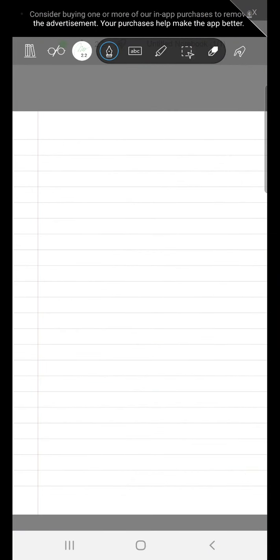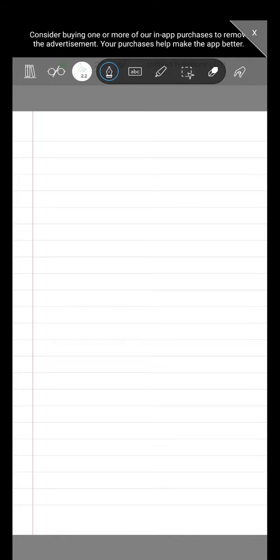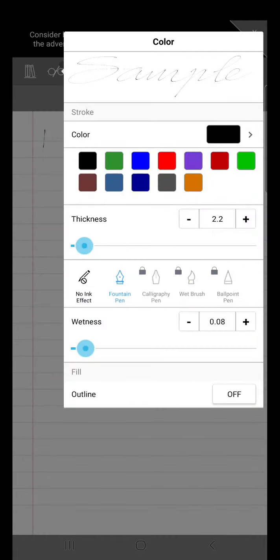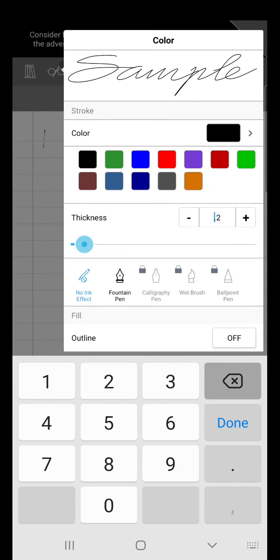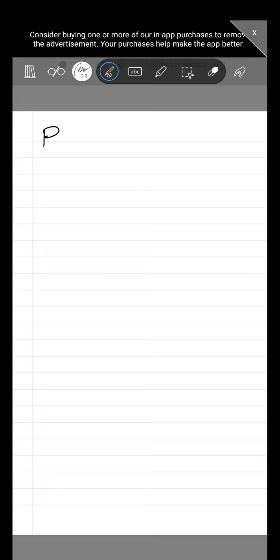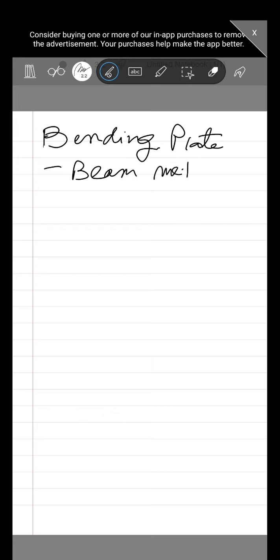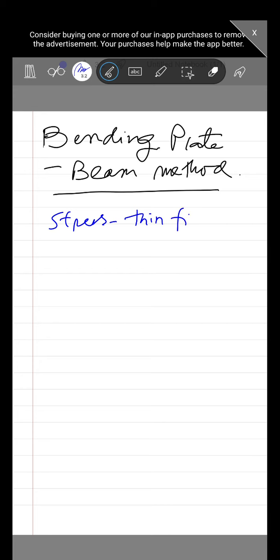Hello students, in this lecture we shall discuss a method to determine the stress in thin films, and that is called the bending plate beam method. In this method, the stress in thin films is determined, and it has a very small substrate thickness.